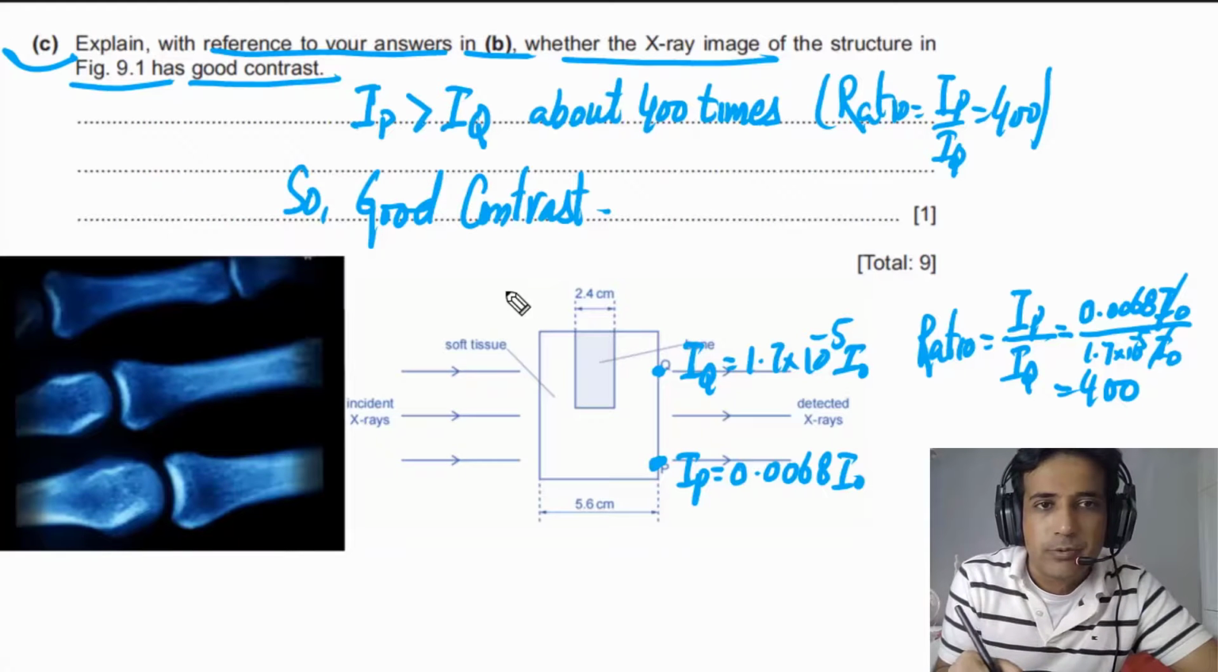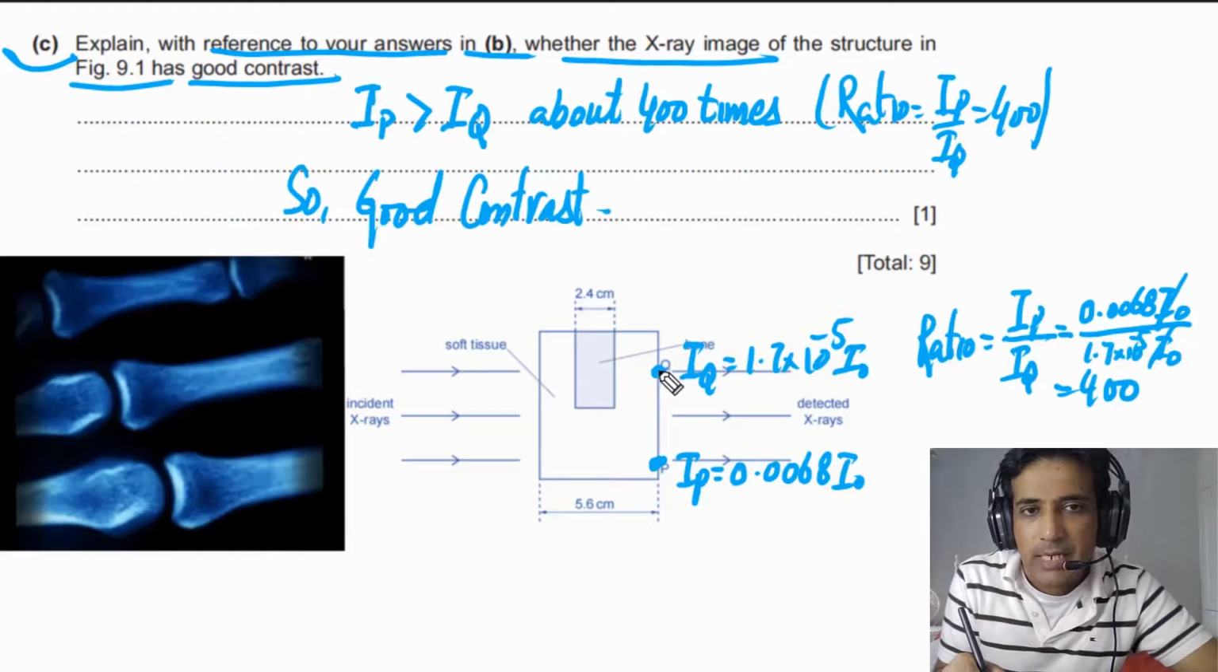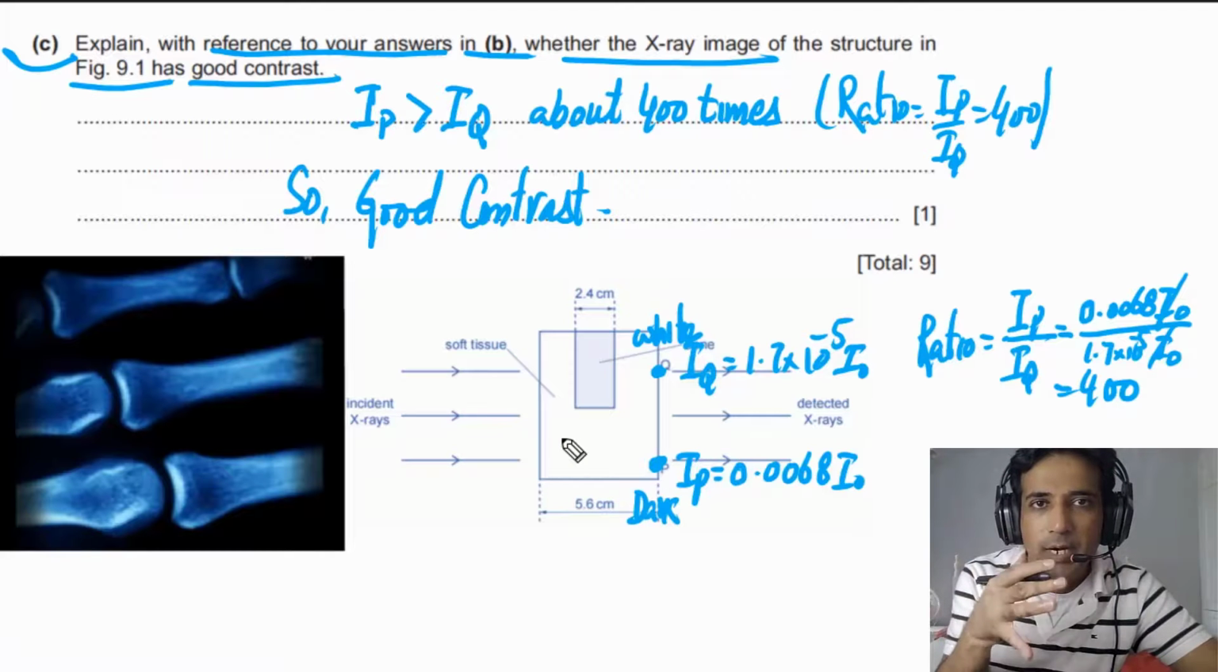It simply means that if you look at point Q, fewer X-rays can reach this point. So this area will stay white. This part of the screen will be white and this one will be dark because X-rays can reach here. More X-rays can reach this part. So you will see white and dark.